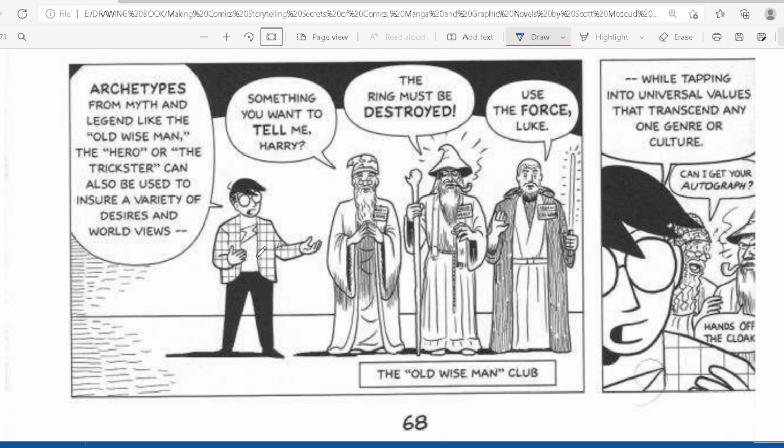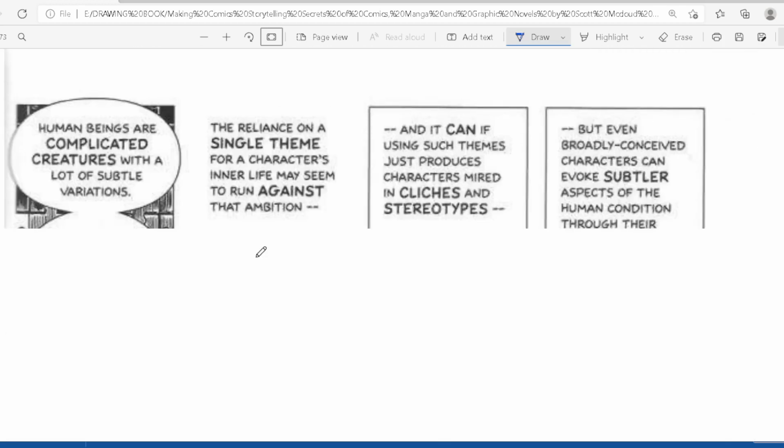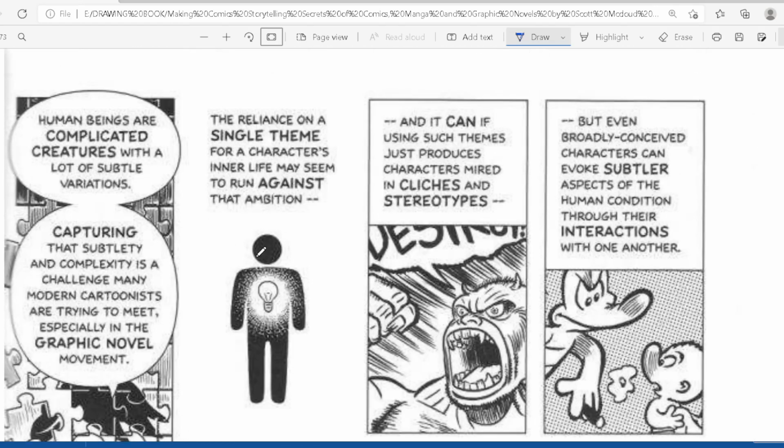Use the Force, Luke, while tapping into universal values that transcend any one genre or culture. Human beings are complicated creatures with lots of subtle variations. Capturing that subtlety and complexity is a challenge many modern cartoonists are trying to meet, especially in the graphic novel medium.